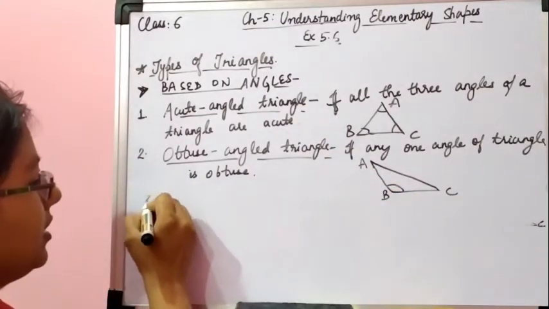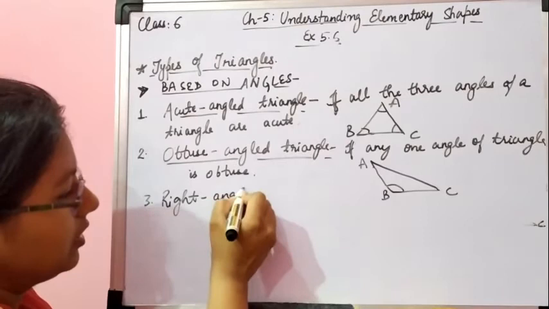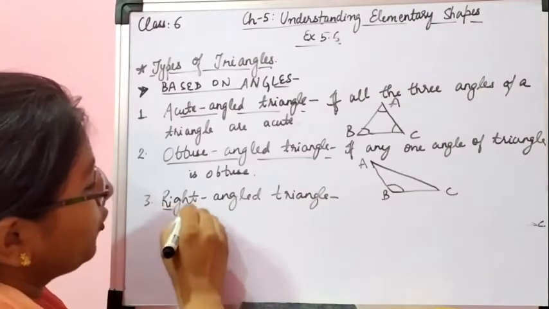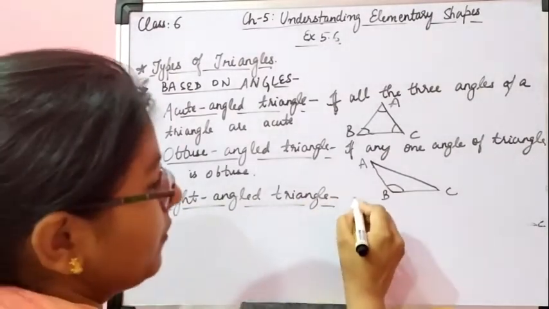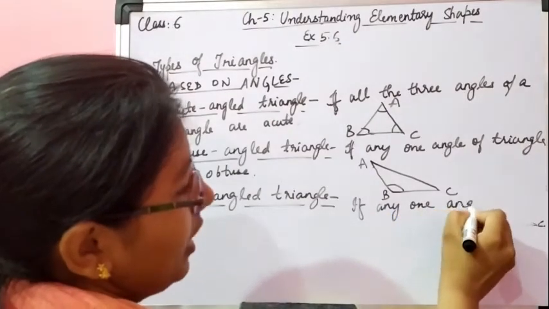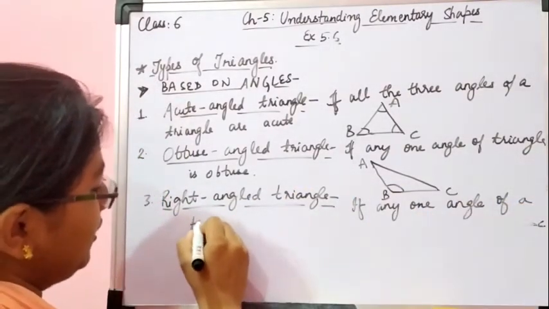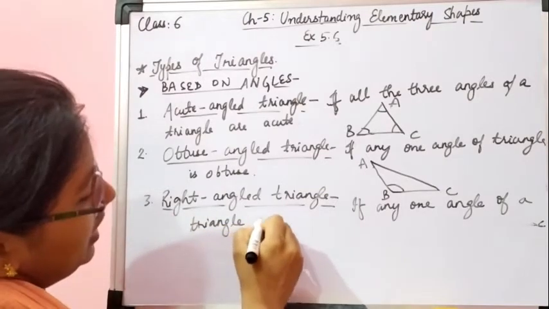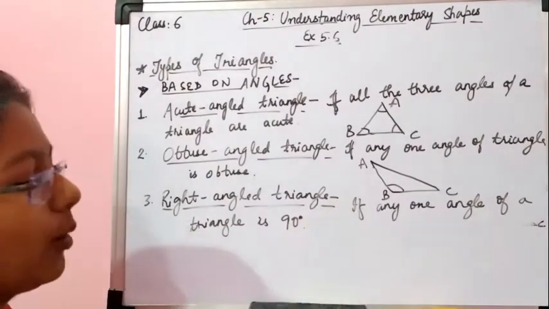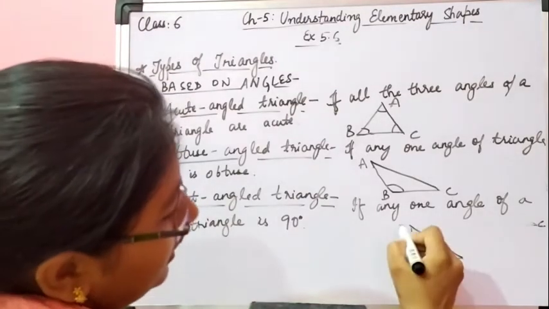Now similarly the third one is the right angled triangle. Obviously, again by the name we can all understand what a right angled triangle will be. If any one angle of a triangle is 90 degrees, this must be so, then the triangle is a right angled triangle. We can draw it this way. This is 90 degrees.